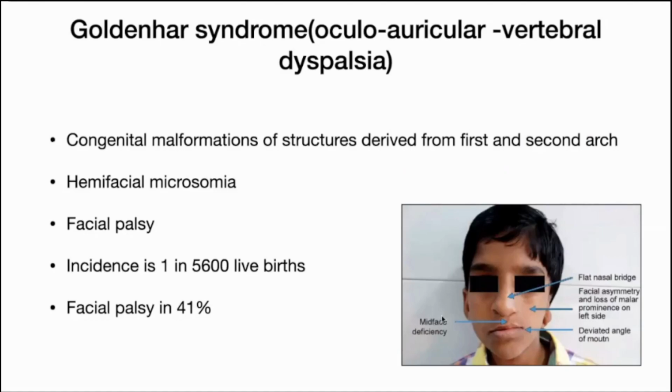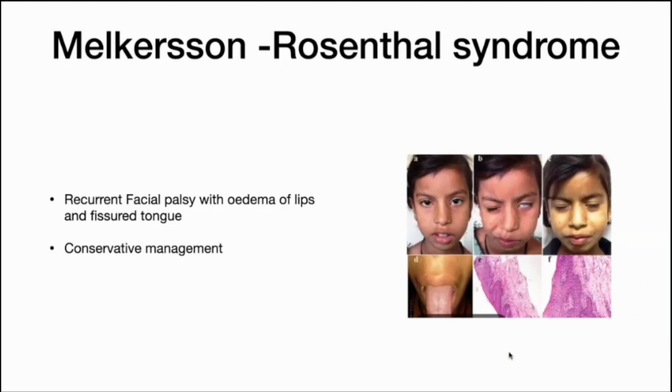The Goldenhar syndrome, or oculoauriculovertebral dysplasia. Facial palsy incidence is about 41% in such cases, and the hallmark is hemifacial microsomia. Another syndrome, Melkersson-Rosenthal syndrome, is characterized by recurrent facial palsy with edema of the lips and a fissured tongue. We just need to do conservative management in this case, since the child is getting a recurrent facial palsy and is normal in between.